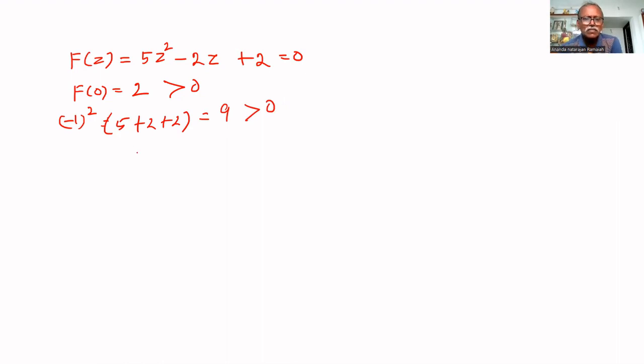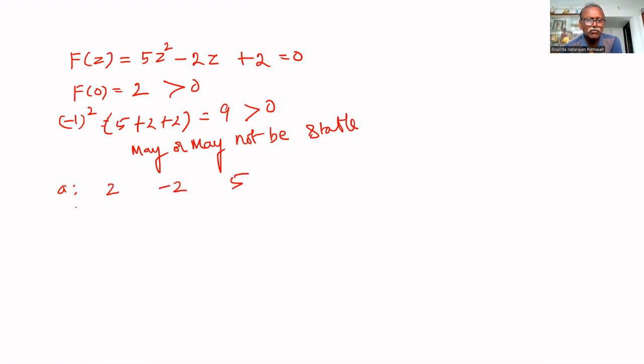That's why this system may or may not be stable. There is no guarantee that it is stable. So we have to check the sufficient condition. For that, we have to form the array. We start with A naught, 2, minus 2, 5. This is A naught, this is An. Then we have to reverse that: 5, minus 2, 2. So we have to form the B row.